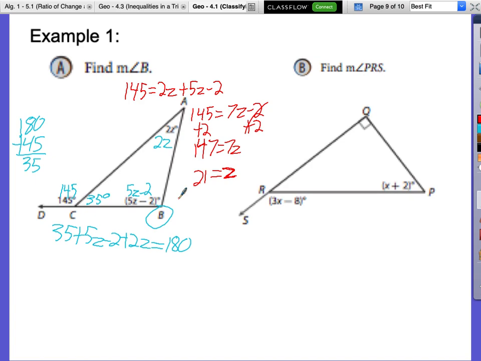I'll do that, okay? So 5 times 21 minus 2. Does anybody know what 5 times 21 is? 105. 5 times 20 is 100. 5 times 1 is 5. 100 plus 5 is 105. 105 minus 2 is 103. So the measure of angle B is equal to 103.